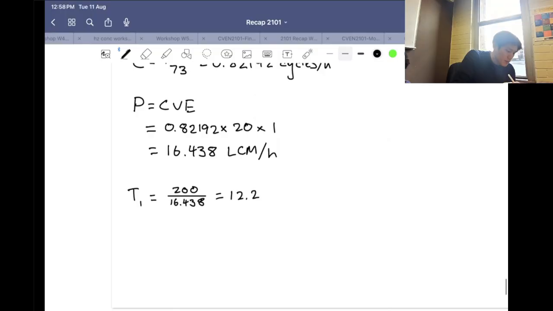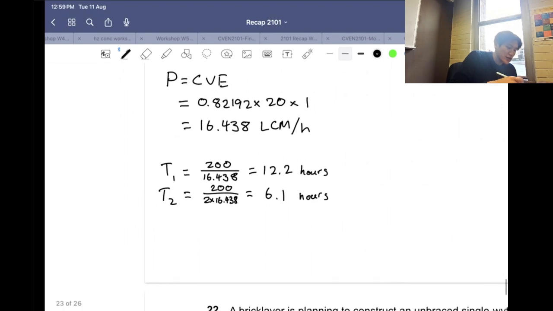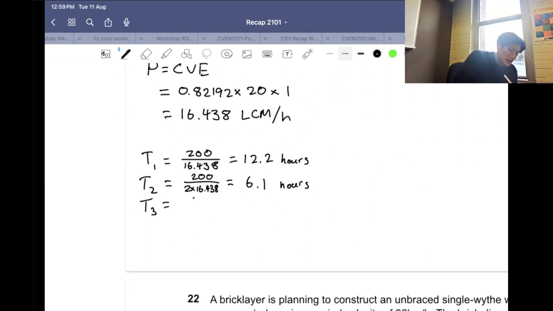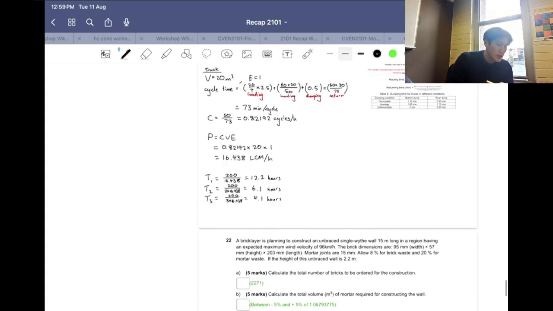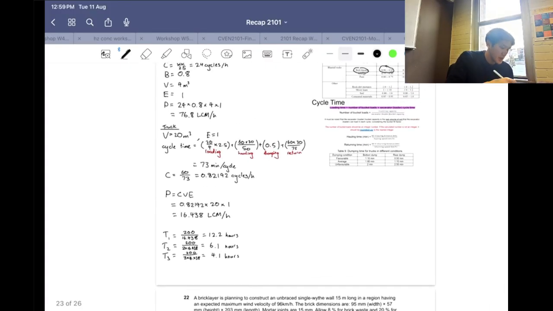So we try to bump it up to 2 trucks, see how long that takes. So 200 divided by 2 times 16.438, which should give you 6.1 hours. And that's still not less than 5 hours. So you go to 3 trucks and see what that is. It should give you 4.1 hours. And yeah, that's under 5 hours. So you would say the minimum number of trucks that you need is 3.